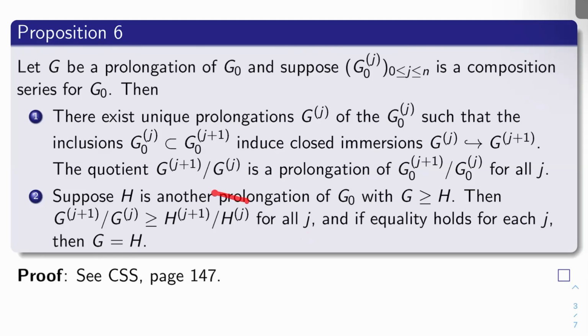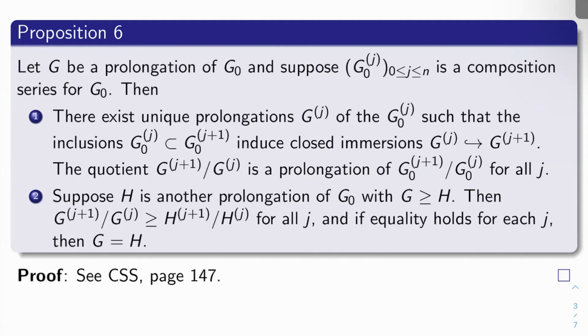And if you happen to have that this subgroup inequality here is an equality for each J, then it must have been the case that G equals H to begin with. G must have just been the same thing as H to begin with. There was a uniqueness of prolongation there. Okay, and pay attention to uniqueness of prolongation because we're going to be talking about it more in the next couple of videos.